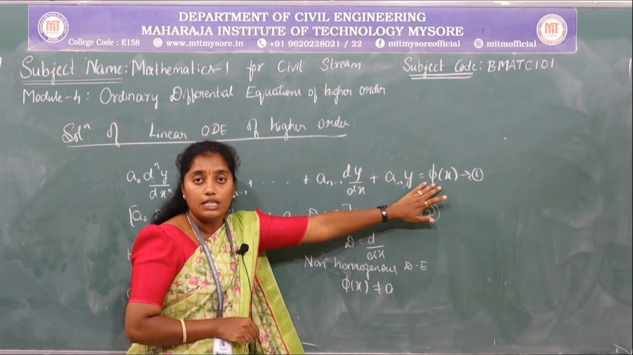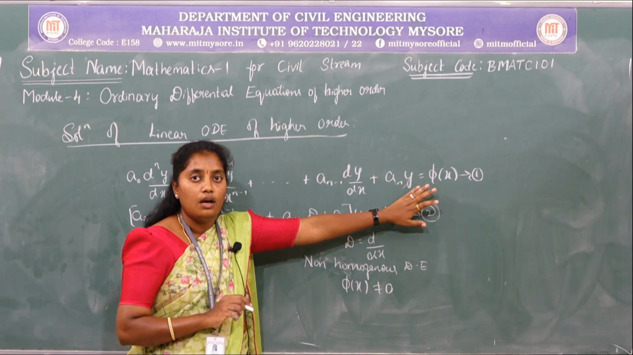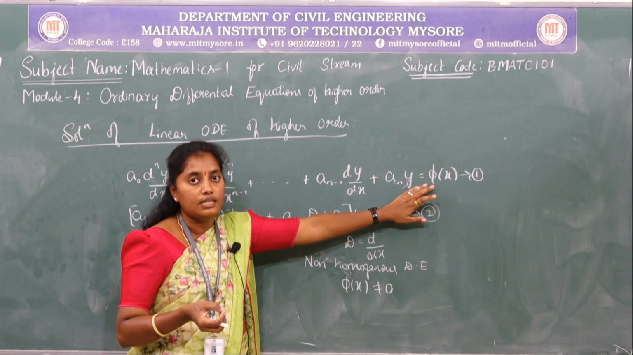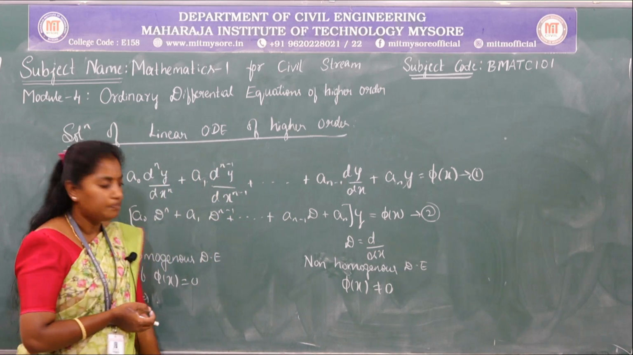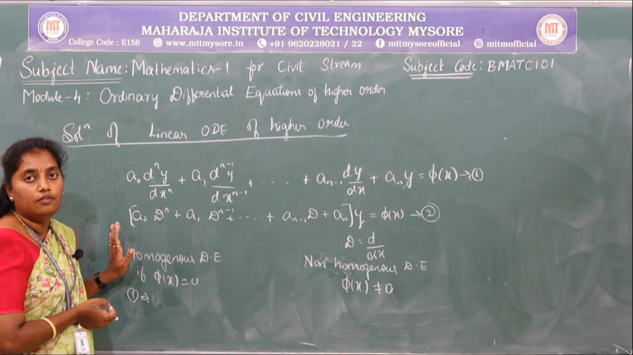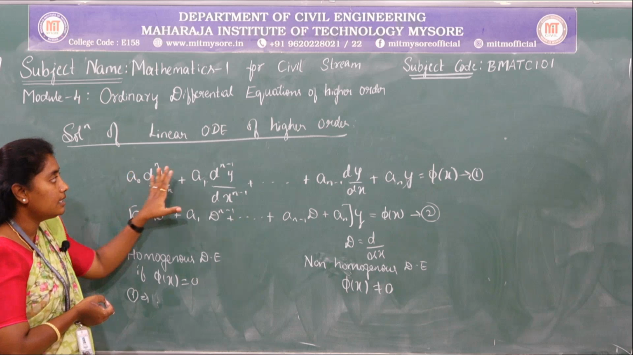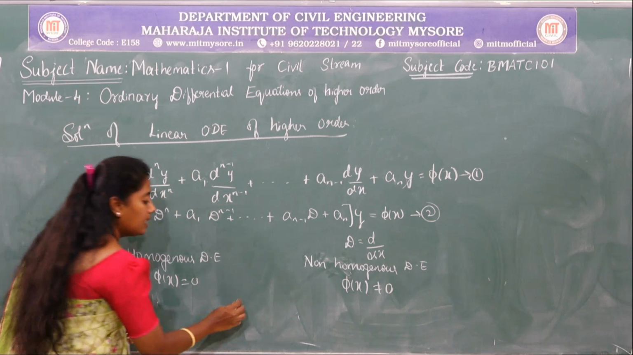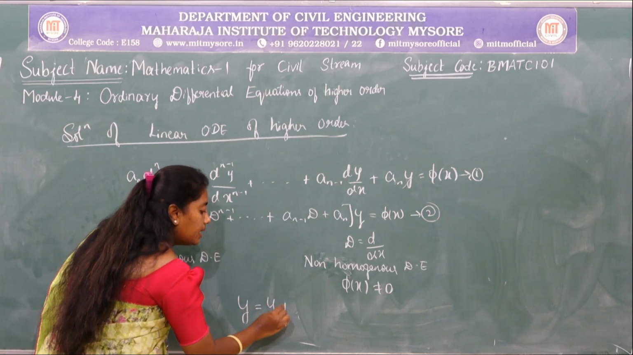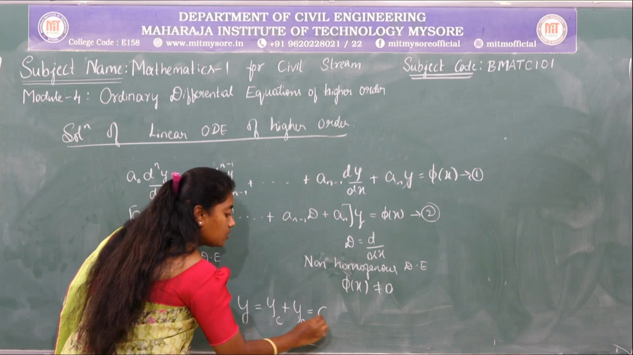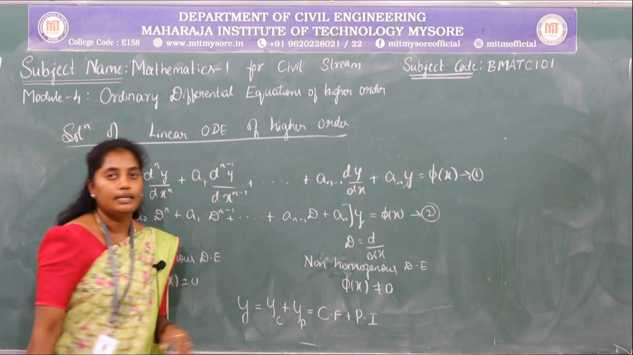If this term equal to 0, then the equation is homogeneous. If this is not equal to 0, if this is a function of exponential term, trigonometric term, log term, or any functions, then it is called as a non-homogeneous equation. Now, let us discuss the solution of homogeneous differential equation. And the solution of equation number 1, that is general linear higher order differential equation, is y is equal to yc plus yp. Here yc is called complementary function and yp is called particular integral.